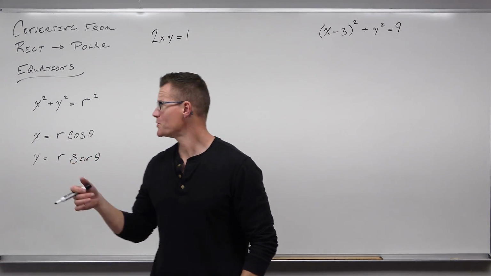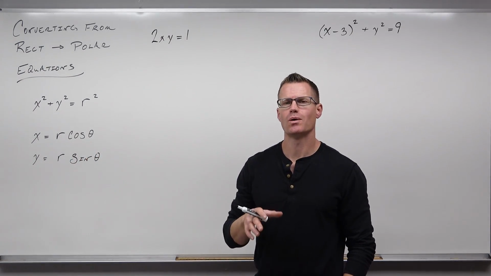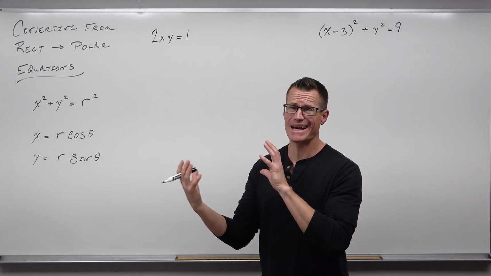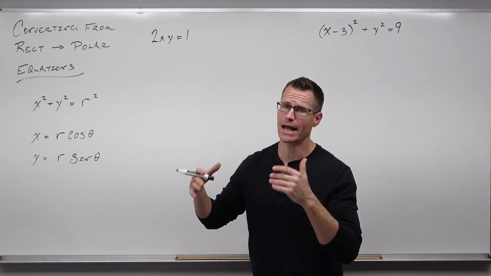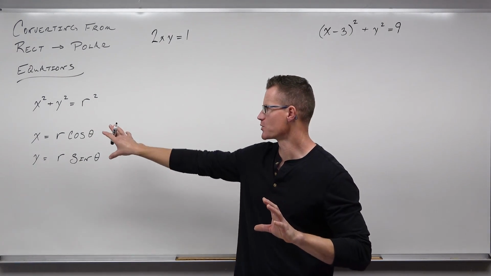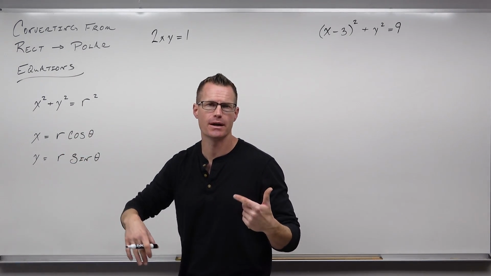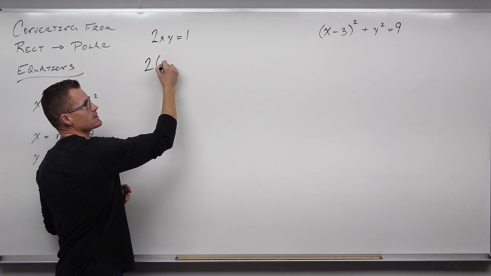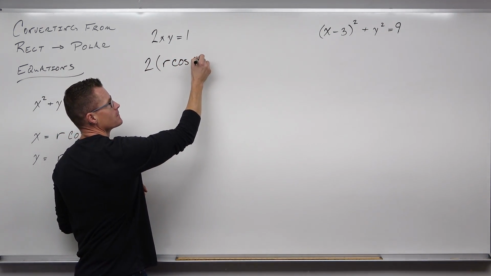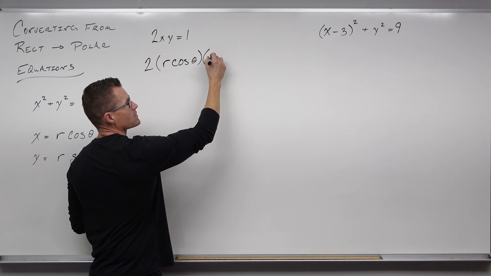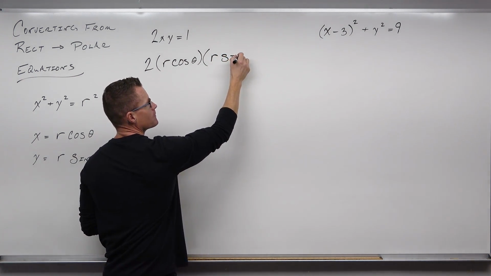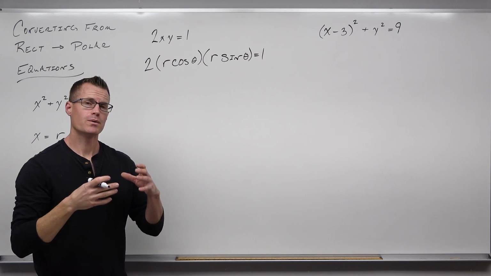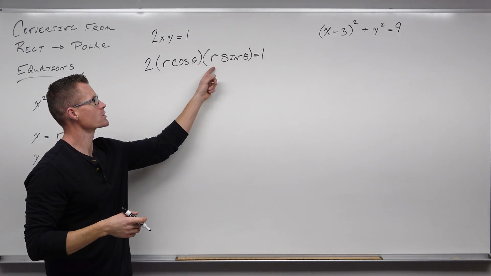So how about 2xy equals 1? Again, I'm not seeing any x squared or x squared plus y squared. I can't get that. But every time that we can't do that, just replace your x's and your y's with what they are equal to here. So r cosine theta and r sine theta. So here we get 2 times x, which is r cosine theta, times y, which is r sine theta, equal to 1. If we multiply through, we're going to get an r squared.